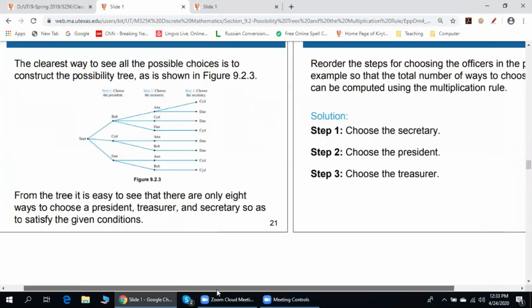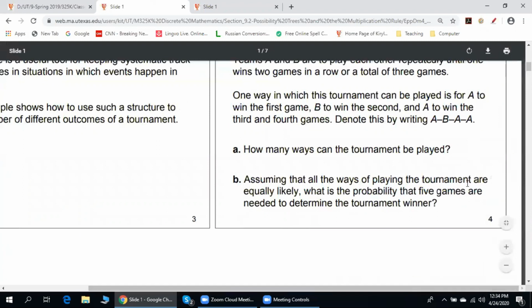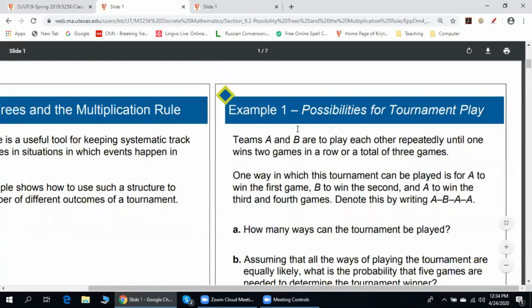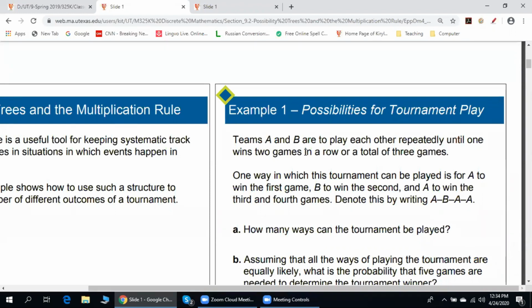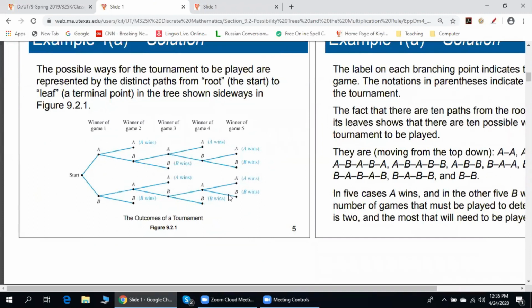Now, next, possibility tree. Please take a look at this. Example 1. Teams A and B are to play each other repeatedly until one wins 2 games in a row or a total of 3 games. Question: how many ways can the tournament be played? Let us draw the following possibility tree.